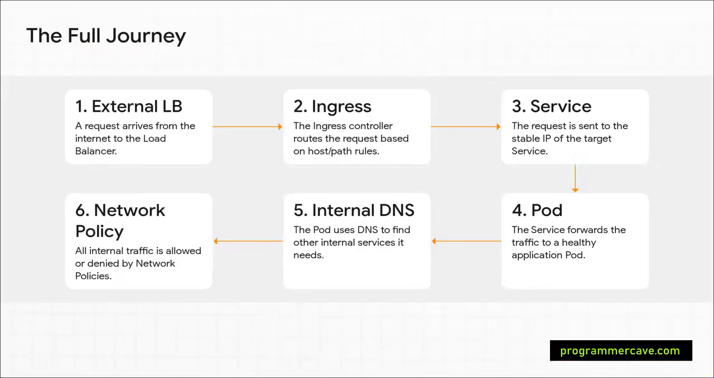A user's request arrives from the internet, hitting our public load balancer. Our receptionist, the Ingress controller, checks the address and routes it to the right department's front door, the service. The service finds a healthy Go application pod and hands off the request. If that pod needs data, it uses the company phonebook, internal DNS, to call the database service. And all along this internal path, our security guard, the network policy, is checking IDs, making sure only authorized communication happens.